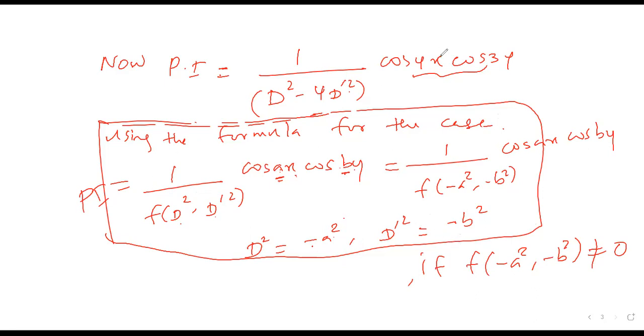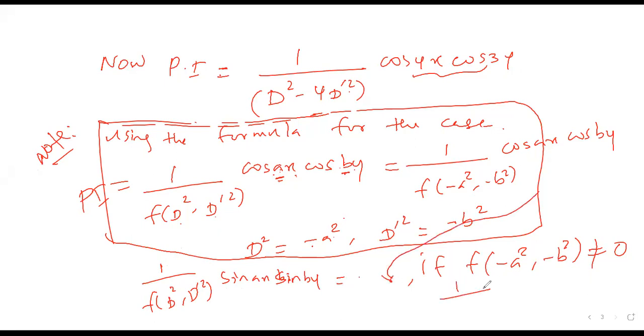Same also for sin ax sin by. The only thing is you have to transform whatever the sin ax, a as d squared term, b as d dash squared. Write this as a note: 1 over f of d squared, d dash squared, sin ax sin by. The same thing. You can write it like this: 1 over f of minus a squared, minus b squared, times sin ax sin by.